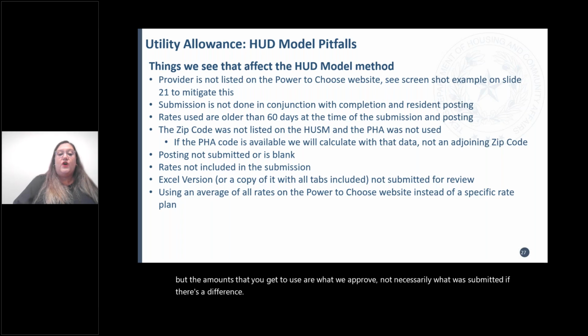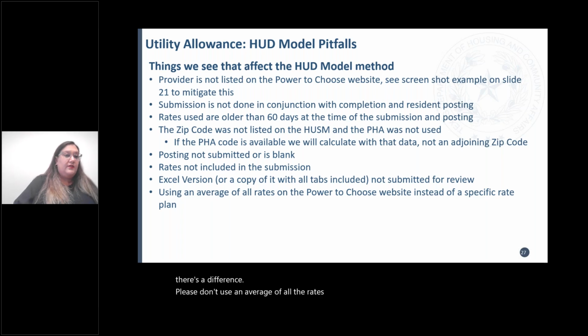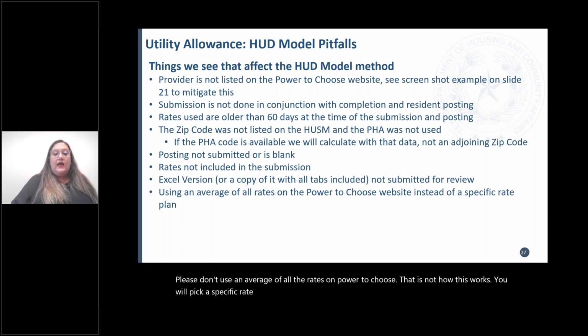Please don't use an average of all the rates on Power to Choose. That is not how this works. You will pick a specific rate plan and use that. You will not print all of them under a certain area and use that. That was a new one to me this last year.